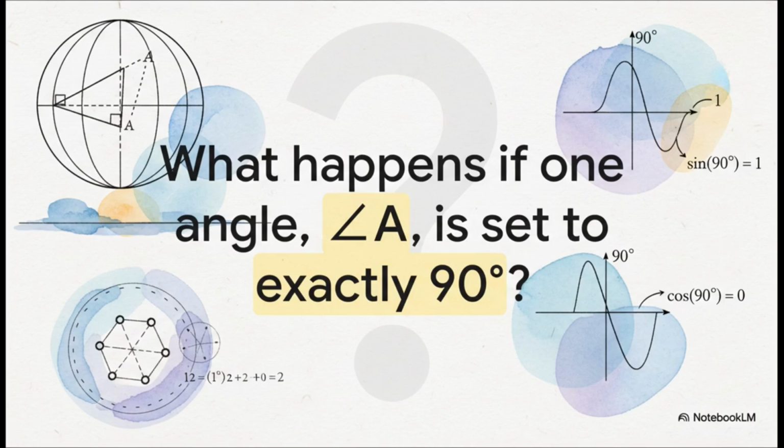Let's take that special case where one of the angles, let's call it angle A, is a perfect right angle, exactly 90 degrees. This has a really powerful simplifying effect because, as we know, the cosine of 90 degrees is 0 and the sine of 90 degrees is 1.